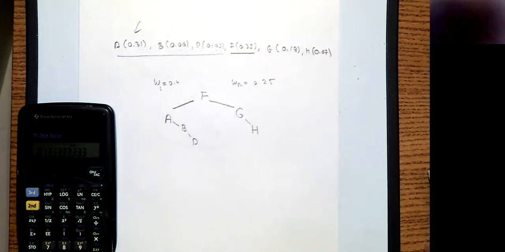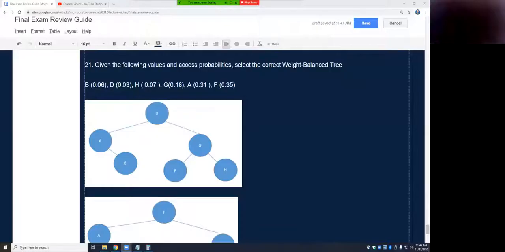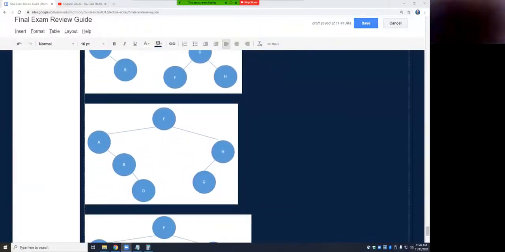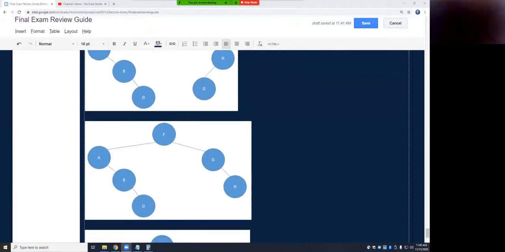So let's compare that with our choices. We see that F is the root. We have A, B, and D. H and G is wrong here in choice B. So choice C is our correct answer.